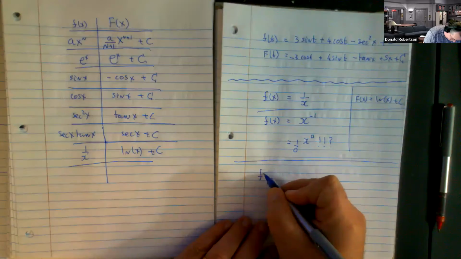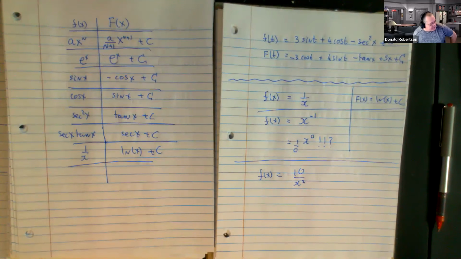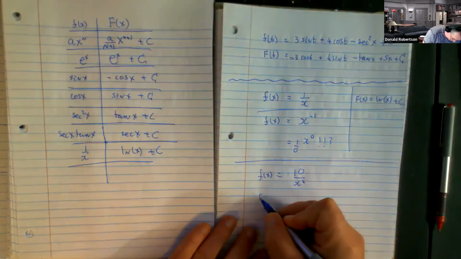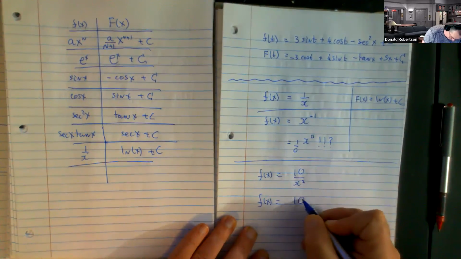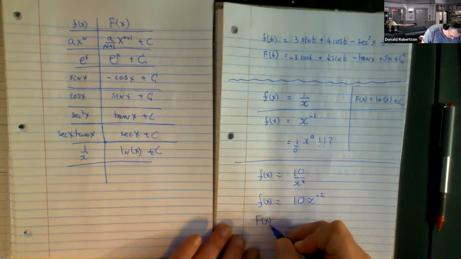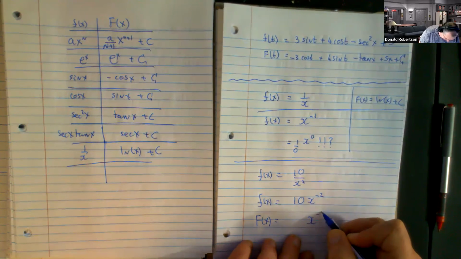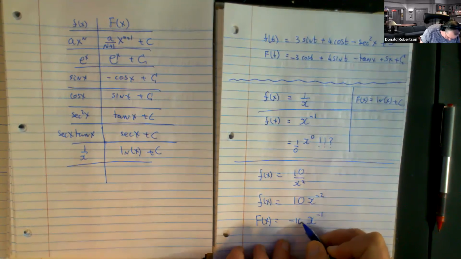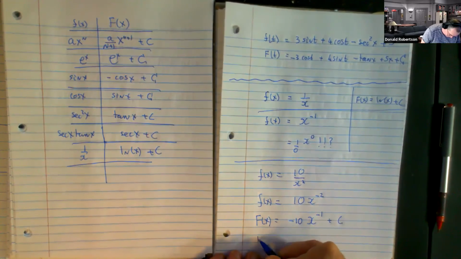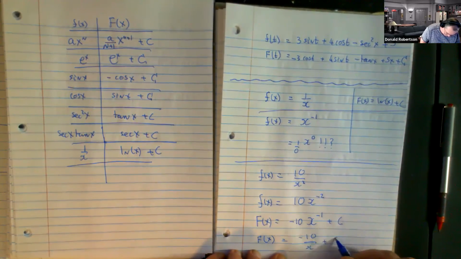Well, how about 10 over x squared? Do we have to keep doing special cases every time that happens? No. And just like someone said, let's rewrite it as 10 x to the negative 2. And this time, we'll try the power rule and see if it works out. Add 1 to the power. Divide by the new power. Make it look pretty.